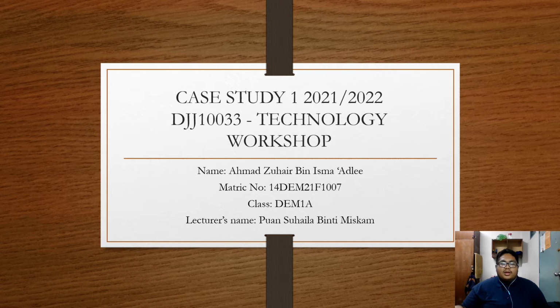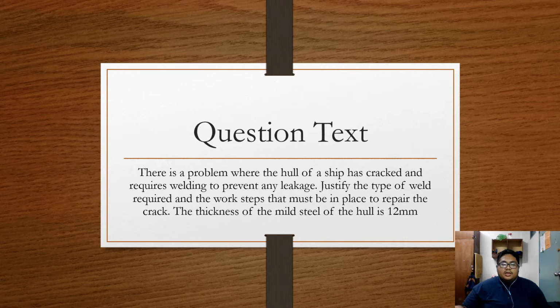Today I want to talk about my case study 1 2021 and 2022. The core of this program is DJJ10033 Technology Workshop. The question text is: there is a problem where the hull of a ship has cracked and requires welding to prevent any leakage. Justify the type of weld required and the work step that must be in place to repair the crack. The thickness of the mild steel of the hull is 12 mm. The type of weld that I choose is oxyacetylene welding.